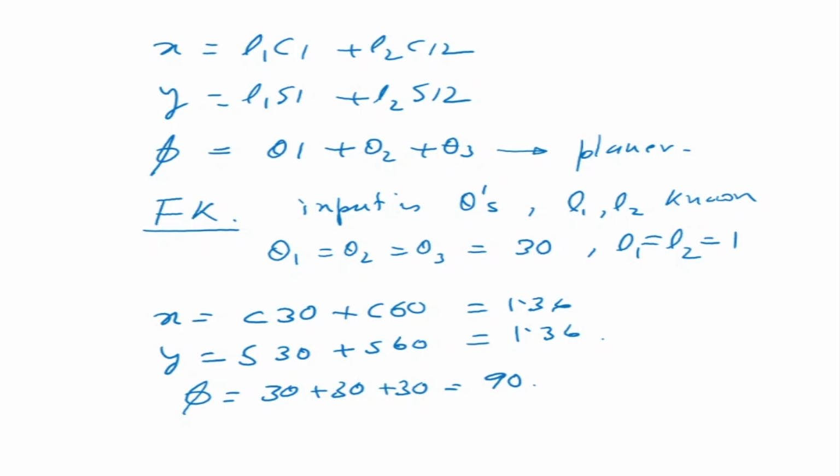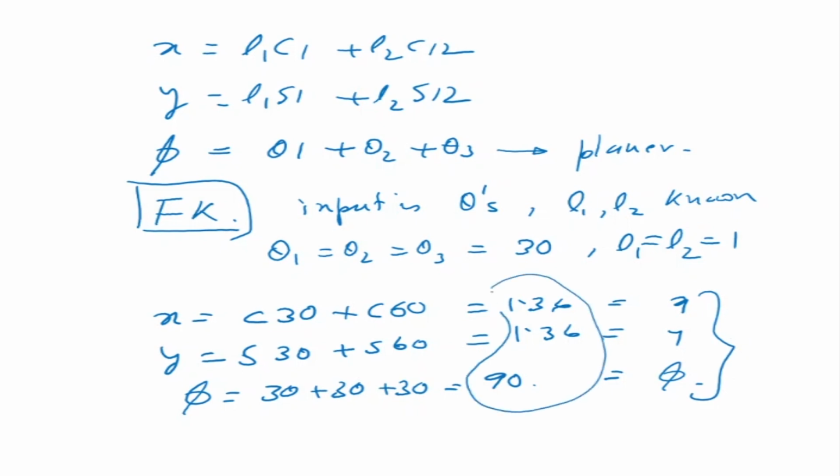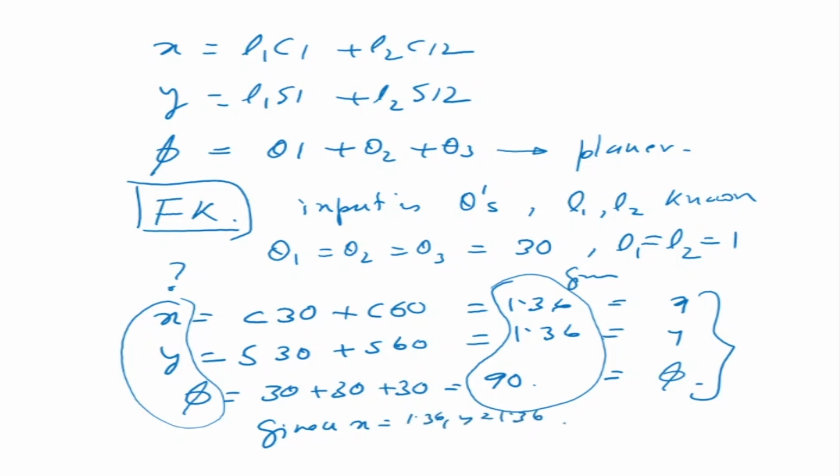Now suppose, this is forward kinematics, so this is 1.36, 1.36, that's my x, y, and z is 0, and this is my phi. Now suppose I give you this as input and ask you to find the thetas. I'm giving you x and y equal to 1.36, 1.36, phi equal to 90 degrees. Now you tell me what are the corresponding θ1, θ2, and θ3. So, given x is 1.36, y is 1.36, and phi is 90, find θ1, θ2, θ3. That is what is called the inverse kinematics problem.